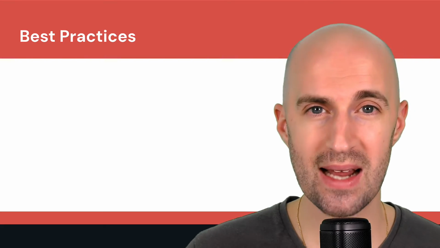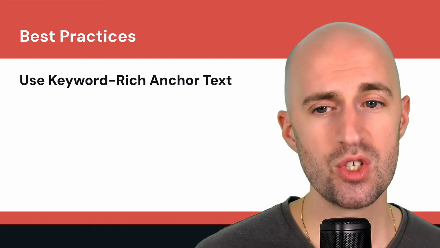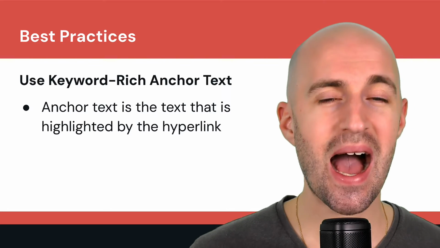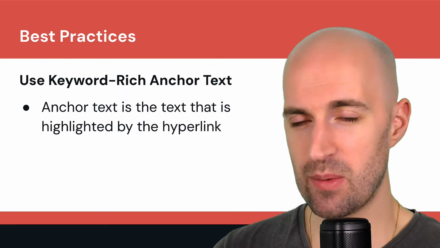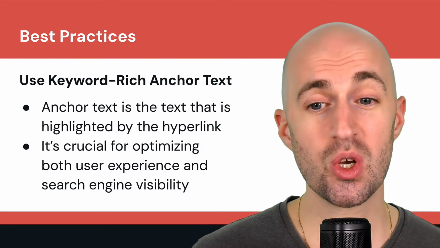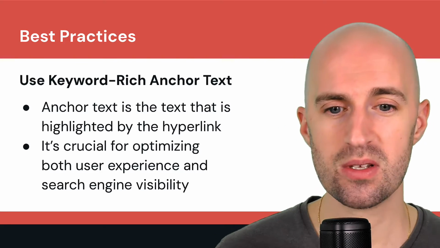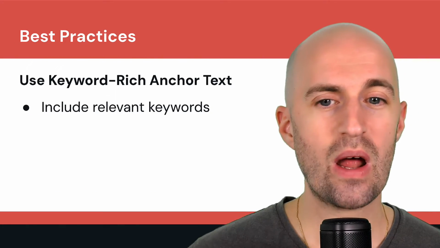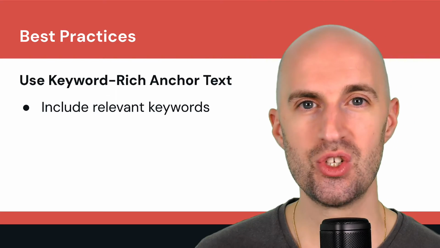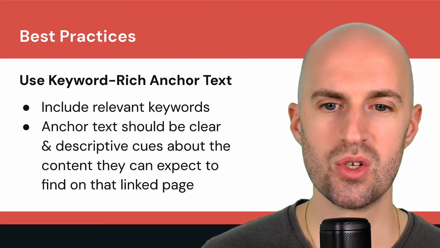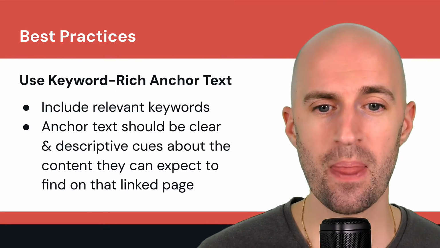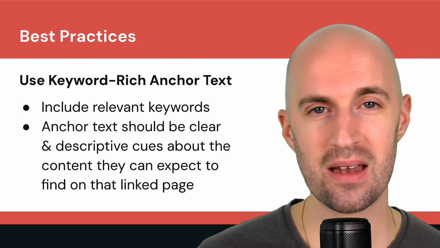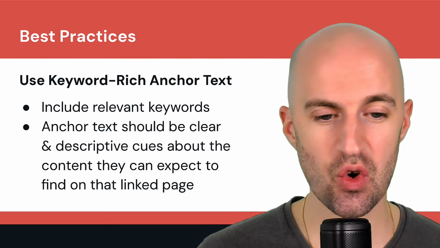Let's dive into the best practices for internal linking. First, it's important to use keyword-rich anchor text. Anchor text is basically the text that is highlighted by the hyperlink. You've probably seen it a million times browsing the web, but it's really crucial for optimizing both the user experience and the search engine visibility. So what you want to do is include relevant keywords that relate to the page that you're linking to, the topic of that page. It should be clear and descriptive, giving cues about the content that users or search engines can expect to find on that linked page. That's the best practice. That's how you would use anchor text correctly.